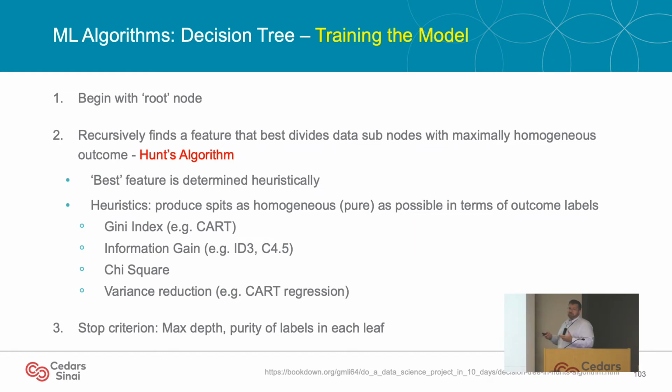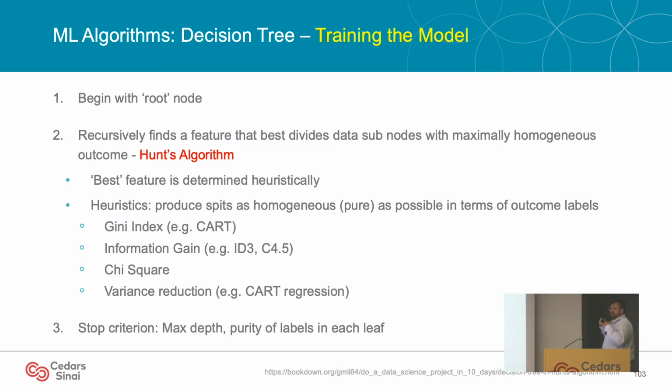The best feature is determined heuristically. It tests different features and figures out which one to split on, and if there's a threshold involved, what threshold to split on. And then we evaluate these splits based on heuristics that determine homogeneity. Here are some examples: Gini index, information gain, chi-square, variance reduction. Different decision tree implementations might use different metrics, or have different metrics as hyperparameter options for you to use.